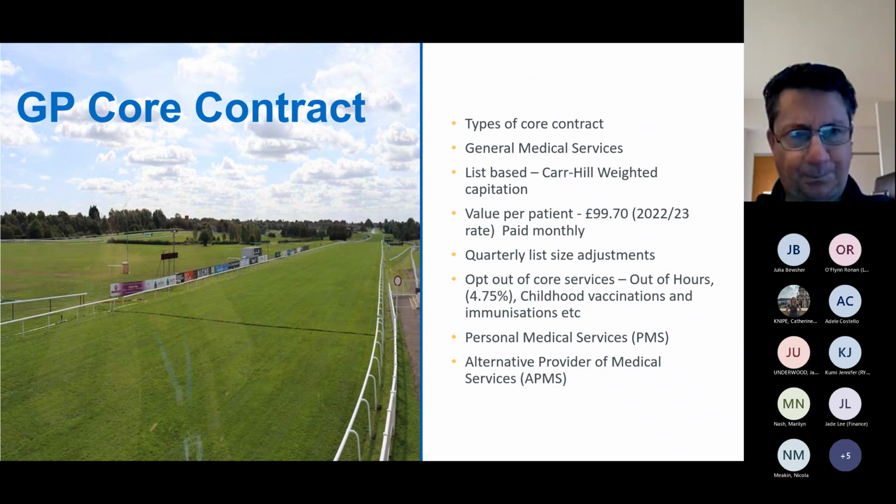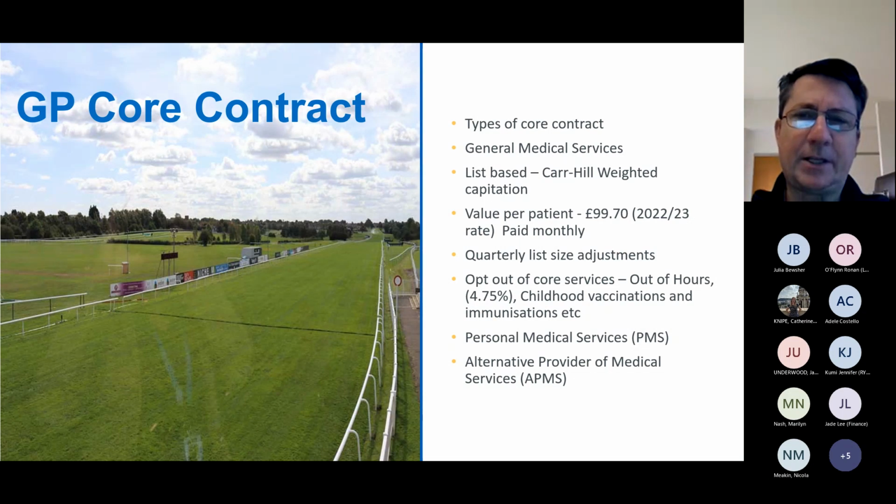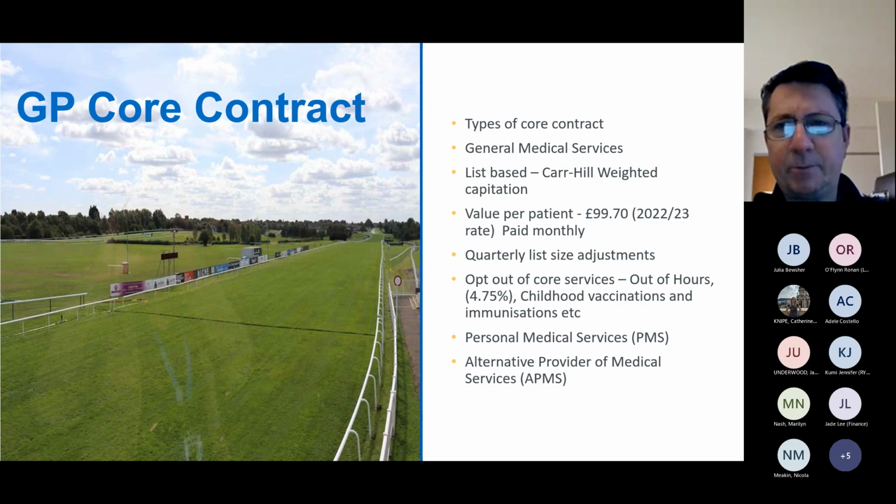So the first one is the GP core contract, which is roughly around 40% of the overall income a GP practice will get. Now there's really three types of contract. There's GMS, general medical services. There's PMS, which is your personal medical services, and there's APMS, which is your alternative provider of medical services.